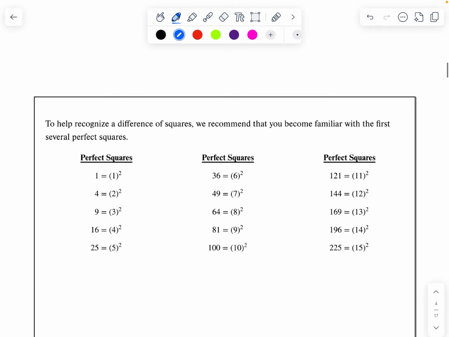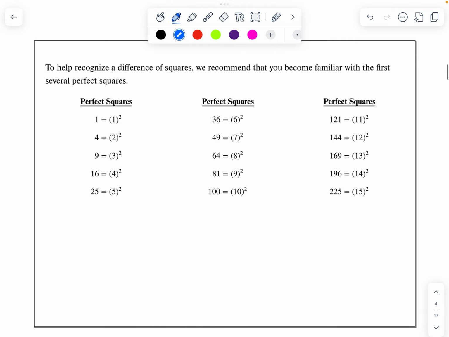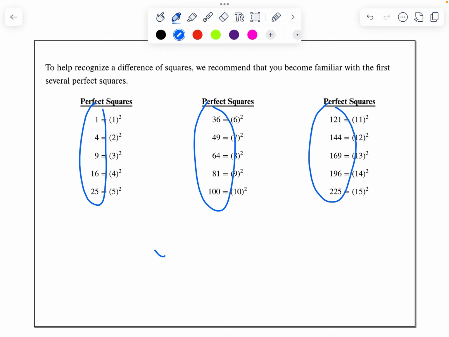I have a list of those perfect squares here for you. If you want to take a glance, pause the video and look. These are the types of numbers that we're looking for. Perfect squares, and things like x squared or x to the fourth or x to the sixth or y to the eighth or y squared. Things like that, even powers.